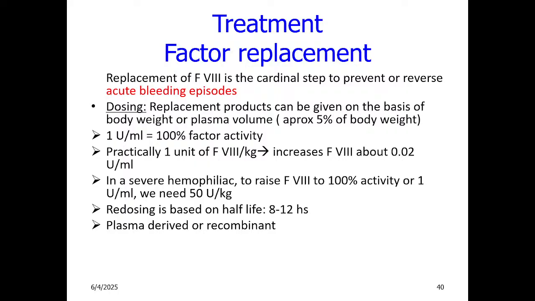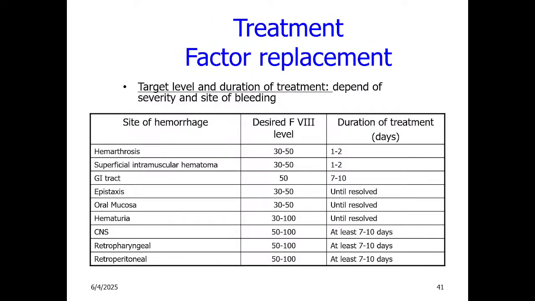Okay. So, in short we should remember that 50 units per kg is the dose for 100% activity. Now, the target level for different bleeding. If mild bleeding, then less factor 8 target is needed, but if severe bleeding like retroperitoneal bleed, retropharyngeal bleed, CNS bleed, hematuria, then we need up to 100% level here. Otherwise, 30 to 50 in most of the cases we need.